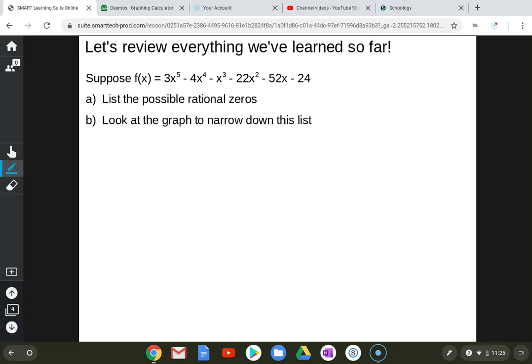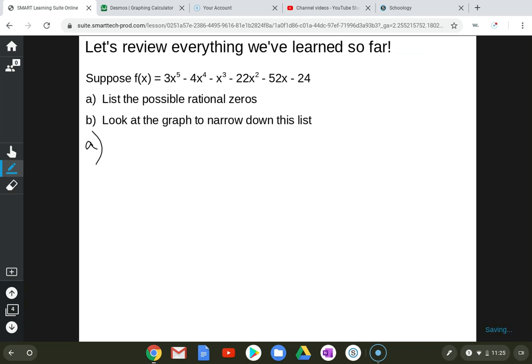All right, so we're going to do one big example and call it a day. It's a short lesson today. You're welcome. So for this example, with this big giant 5th degree polynomial, 5th degree means that we know we're going to have 5 complex roots. So we're going to see if we can find those 5 complex roots.